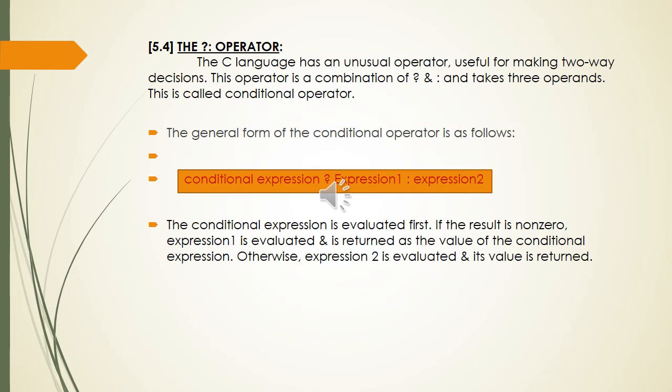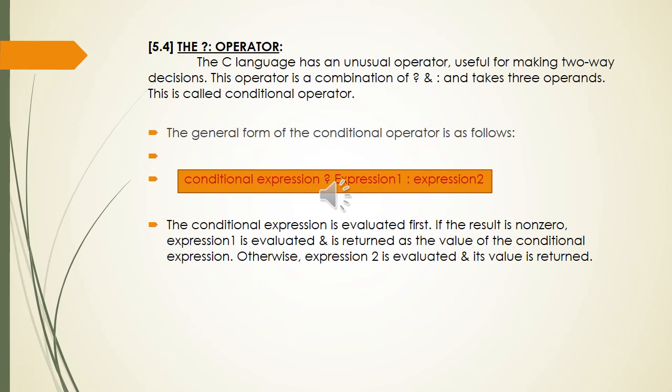Next is the conditional operator, also called the ternary operator. We already studied before what it does. The C language has an unusual operator useful for making two-way decisions. This operator is a combination of question mark and colon and takes three operands. This is called the conditional operator. The general form is: conditional expression, question mark, expression 1, colon, expression 2.